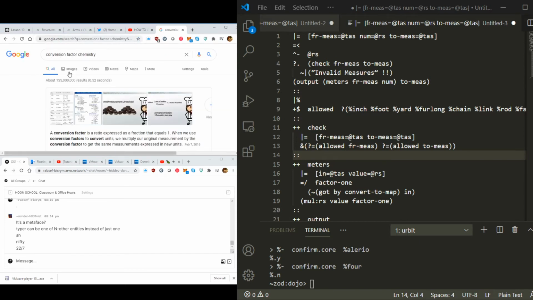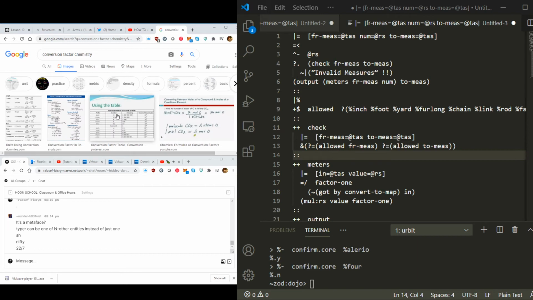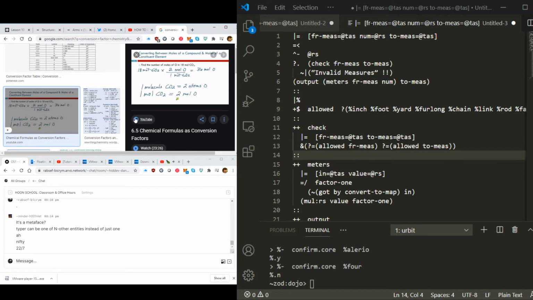Have you ever done conversion factors in chemistry, where you're trying to convert one measurement to another? This is what we're going to need to do to convert one measurement to another, because they don't all uniquely or rationally divide into each other.